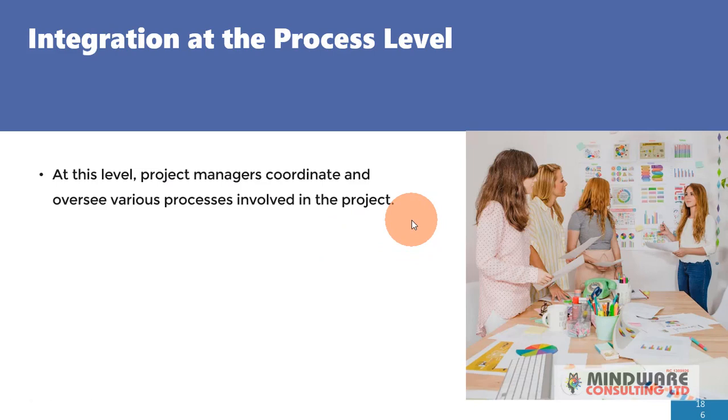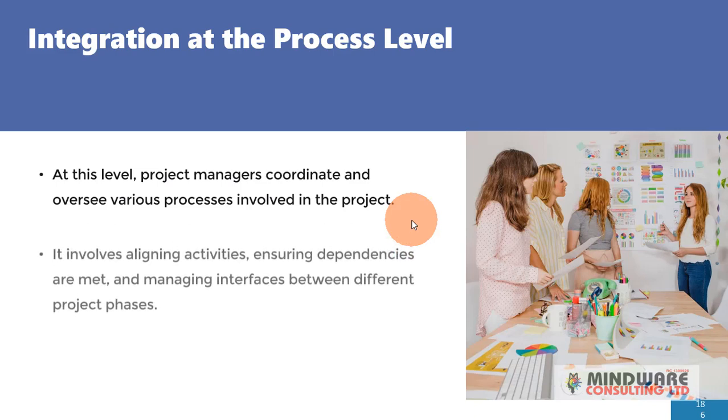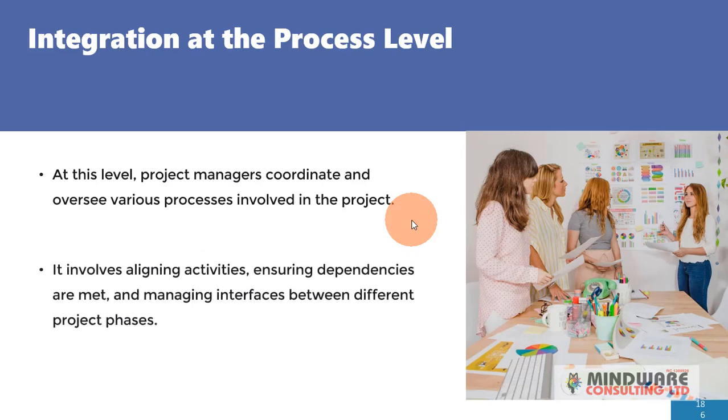Like I've said, a project is a process of processes. So these processes are at different levels of complexity. All right, so you have to be able to coordinate and oversee these various processes involved in the project. It also involves aligning activities, ensuring dependencies are met, and managing interfaces between different project phases. Okay, so at the process level, you are going to be aligning different activities together. All right, ensuring that dependencies are met.